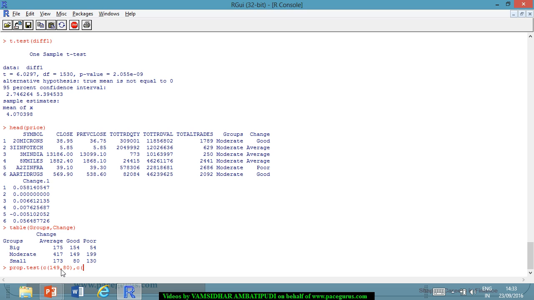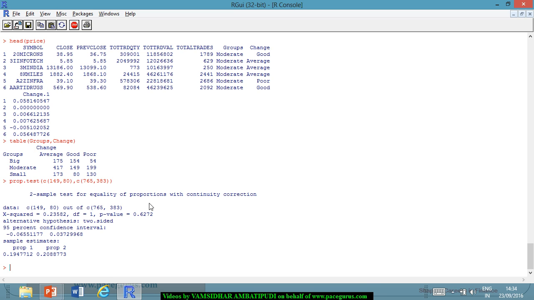So in case of moderate, what are the total number of elements? 417 plus 149 plus 199. So comes out as 348, and 348 plus 417 making it 765. Whereas in case of small, it is 210 plus 173 making it 383. So these are the sizes, and I'm trying to compare whether 149 out of 765 versus 80 out of 383, are they having similar kind of proportions or not? Are the proportions more or less uniform across the groups or not?